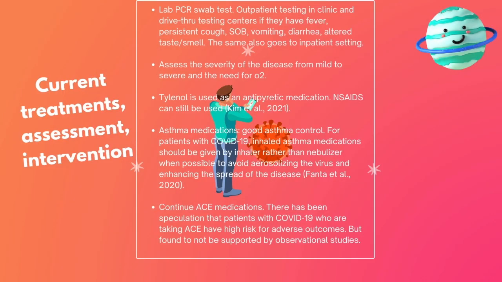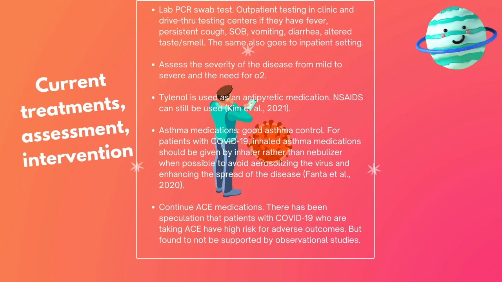The current treatments, assessment, and intervention, of course, we already know the lab PCR swab test, outpatient testing in clinic, and drive-through testing if the child has symptoms, assess the severity of the disease from mild to severe, and the need for oxygen. Tylenol is used as an antipyretic medication. It's for fever, and NSAIDs can still be used.